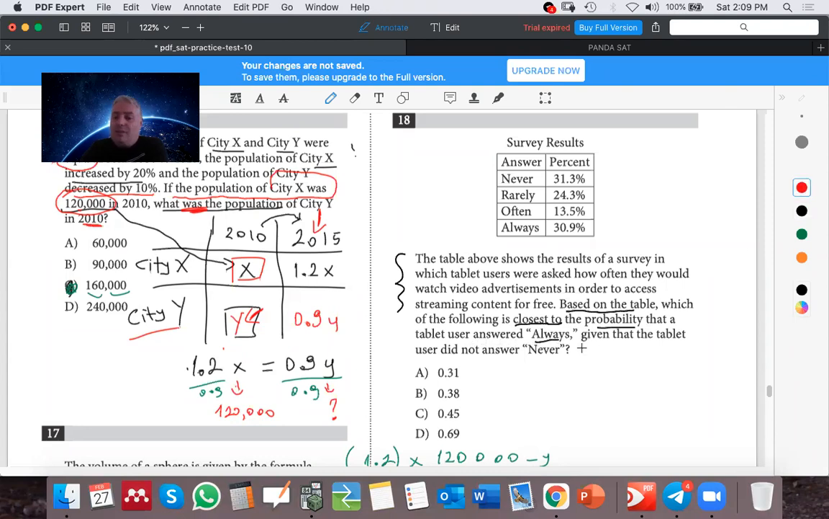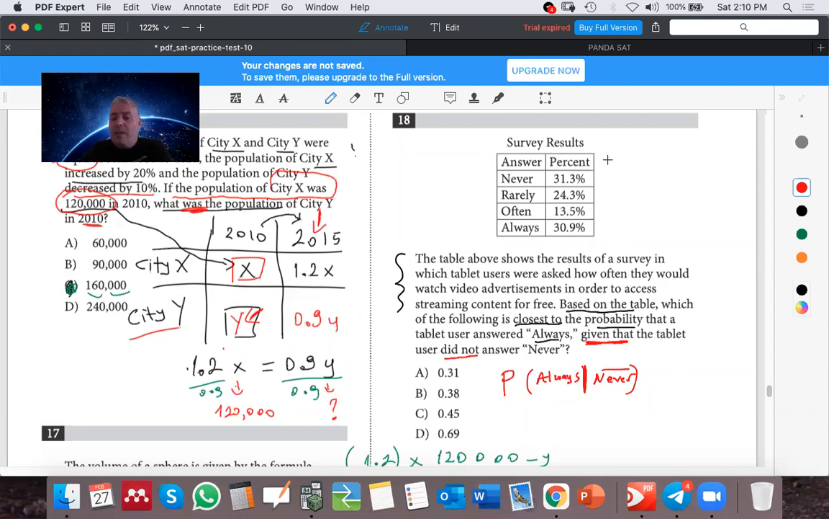Just stop here. When you see "given that," even from the word, and the concept from statistics classes, we write probability and draw one vertical bar. What you read after "given that" will be in the second part. The tablet user didn't answer never. But be careful, did not answer never. There's a trick here. So let me write never, complement, not never. And before the "given that," what do you read? Always. So put it here, always.